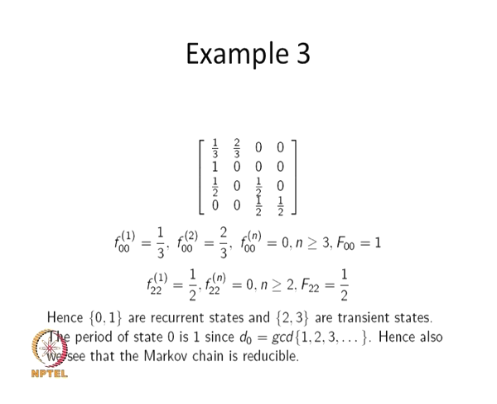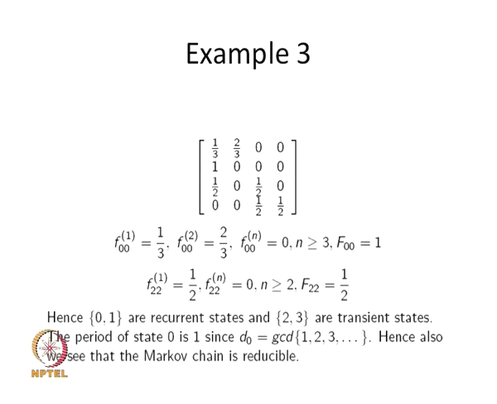My interest is to classify the states for this Markov chain. The Markov chain has 4 states 0, 1, 2 and 3, that is the state space capital S. Now, we will start with state 0. So, you find out what is F00 of 1. In one step, as a first visit, the system has to come back to the same state 0. So, that probability is 1/3. You find out F00 of 2.